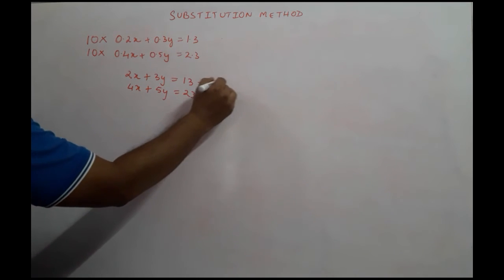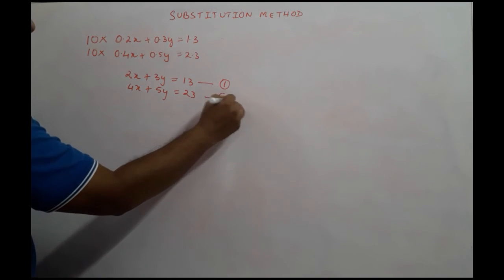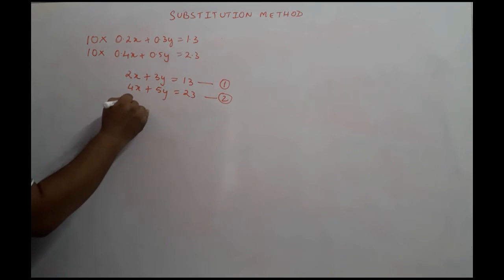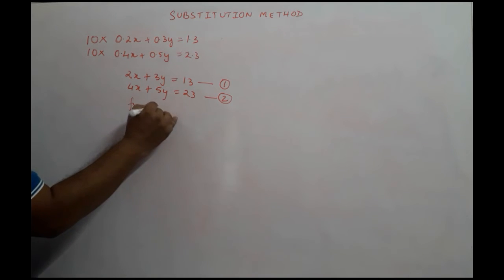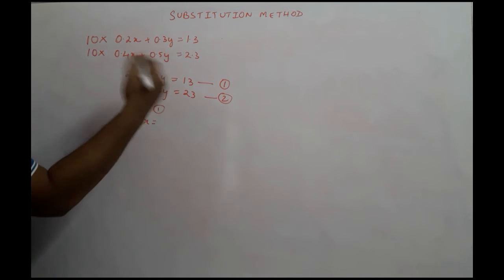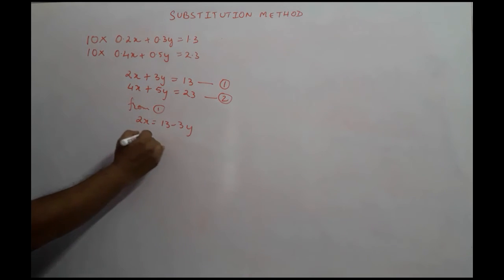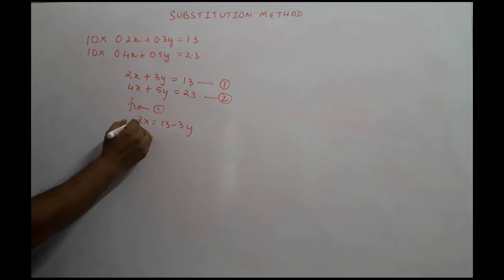Now, since this is in the normal linear form, we continue with our usual substitution method problem. You can use any one of them, so let's take the first one. From 1 you can say 2x, I'll keep x on one side and take y on the other end. So 13 minus 3y. And we need only the variable, not the constant.